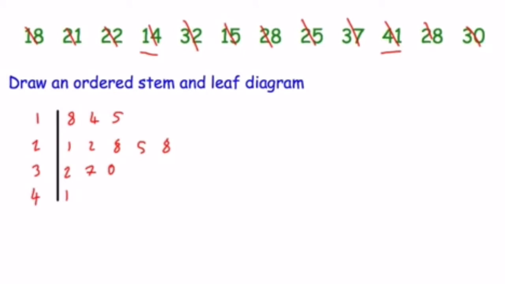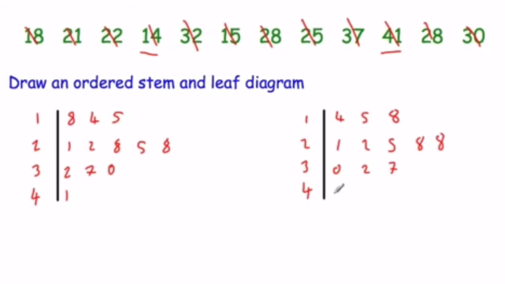So let's draw our line again, like so. We'll put our stems in, so our 10s, 20s, 30s and 40s. And now we're going to put our leaves in order in each row. So we had 18, 14 and 15. So we're going to put the 4 first, then the 5 and then the 8. Now going on to our 20s row, we're going to put our 1, then the 2, then the 5 and then our 2 8s. Our 30s row, we're going to put our 0 for 30 and then 32 and then the 7 for 37 and then 41. So we're almost done. We've got our ordered stem and leaf.